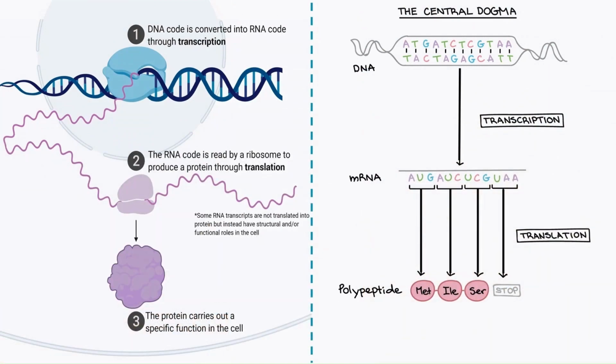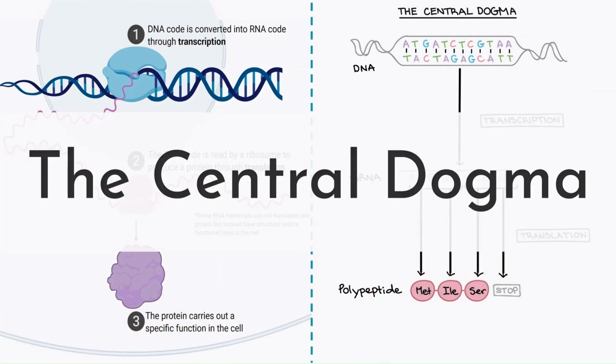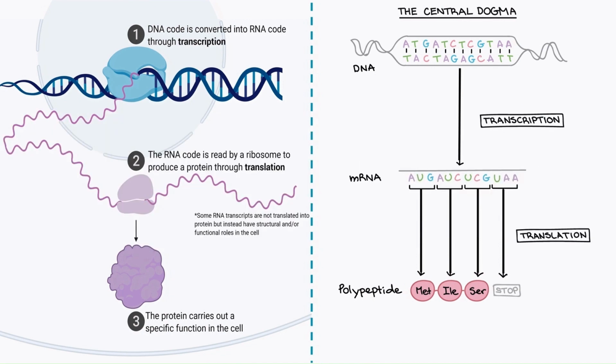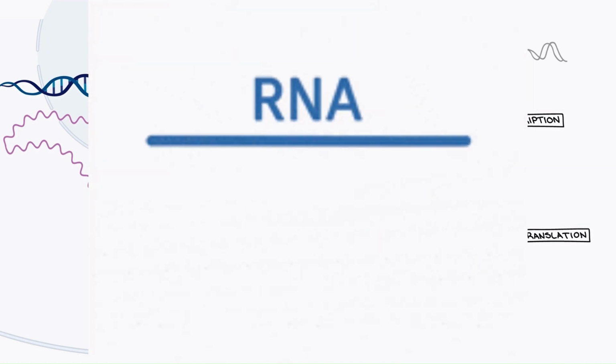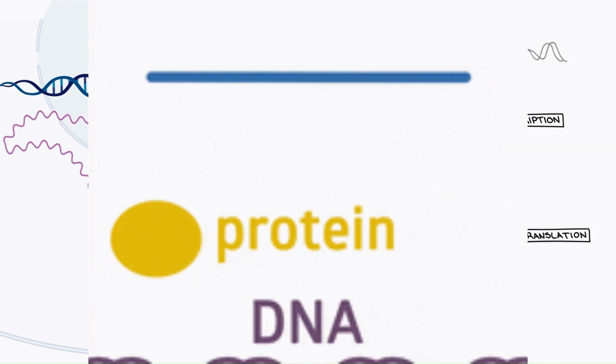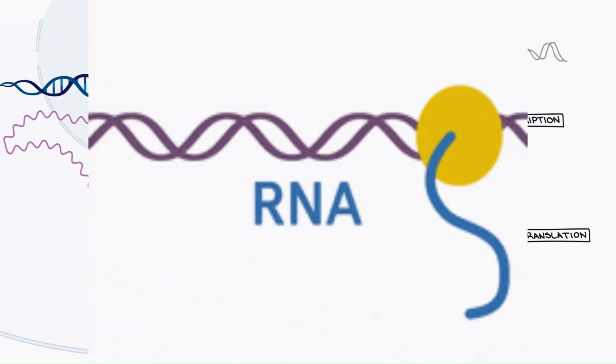This sequence that we are discussing today is referred to as the central dogma. The central dogma is an explanation of the flow of genetic information within a biological system, specifically dictating that DNA is transcribed into RNA, which is then translated to make proteins.